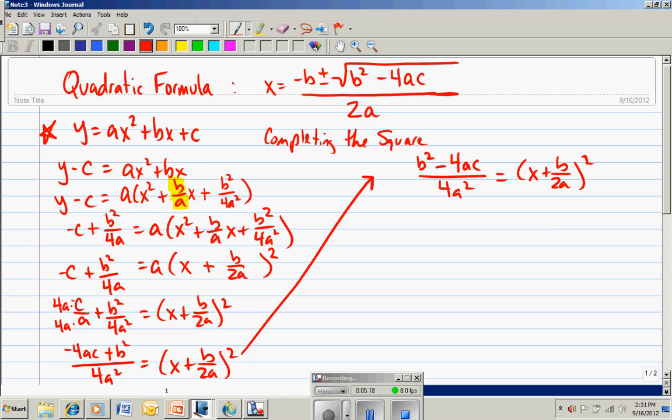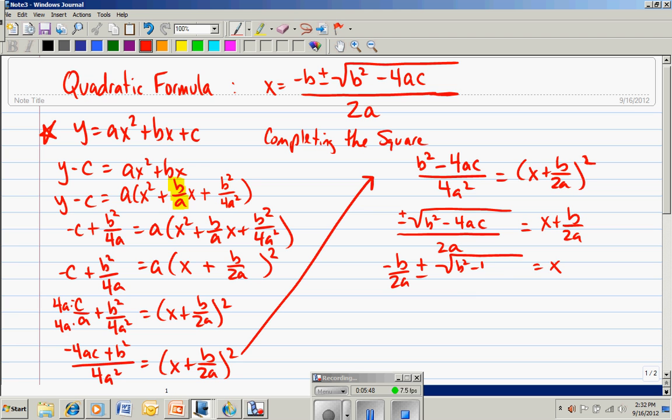The next part would be taking the square root to get rid of our squared exponent here. If I take the square root of both sides, I have plus or minus the square root of the top, which is b squared minus 4ac, all over. Now the square root of the bottom, the square root of 4 is 2, the square root of a squared is a. So that's that piece. And finally, we want to subtract b over 2a from both sides. So we have negative b over 2a plus or minus the square root of b squared minus 4ac all over 2a. And now we're done because we have a common denominator of 2a.